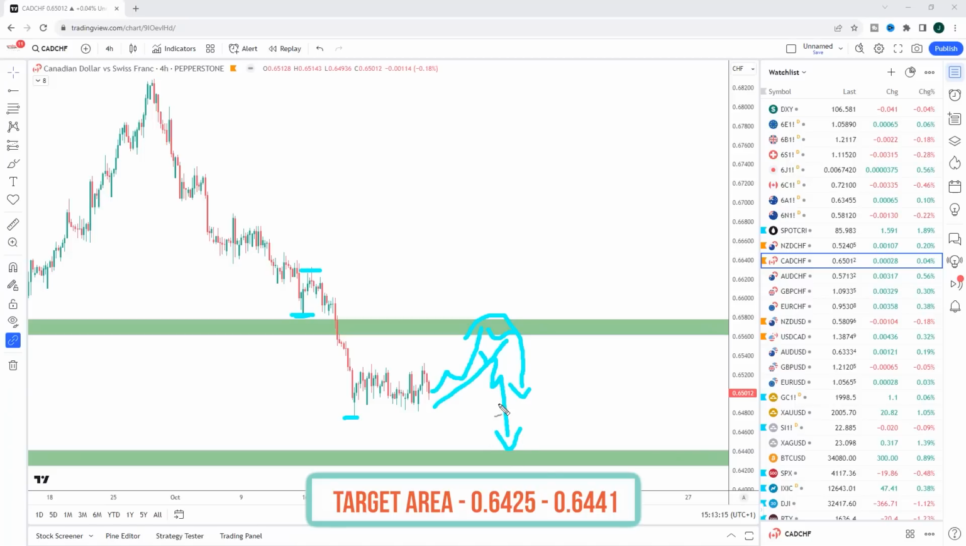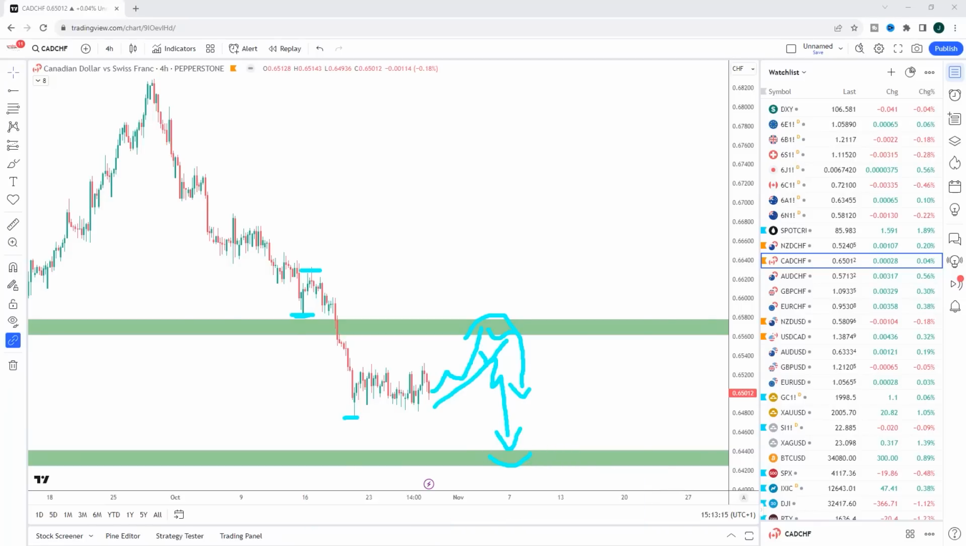Usually that's where I like to look for intra-week breakouts, down to the 0.6430 area in this case. Next is Aussie franc.